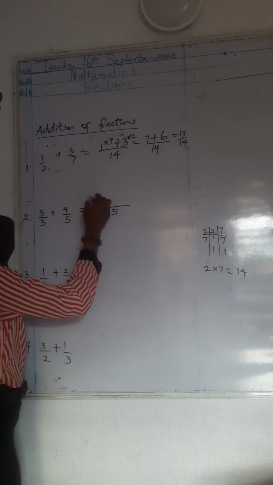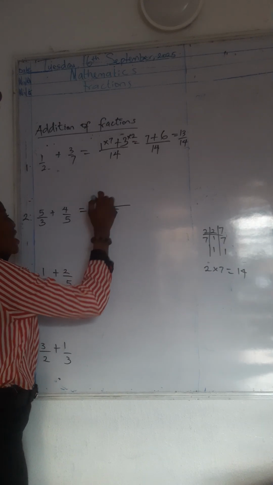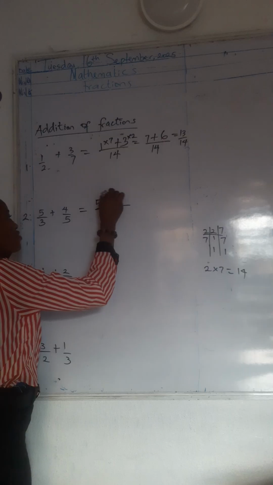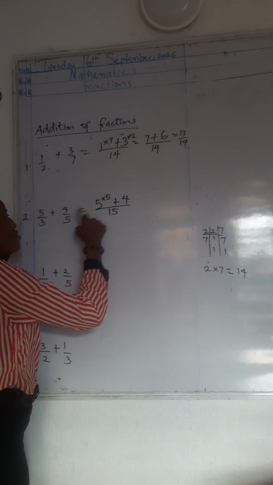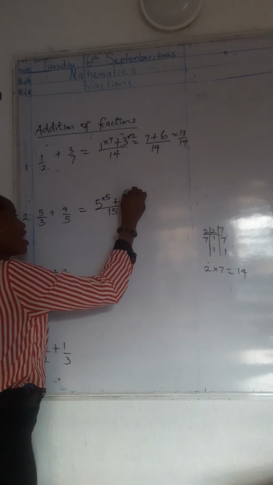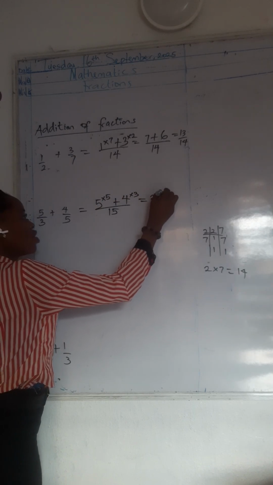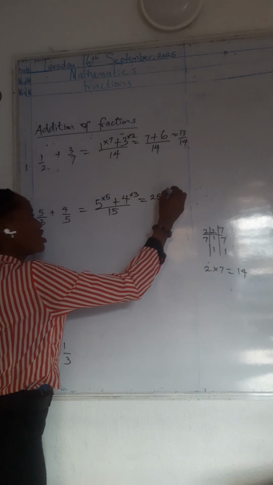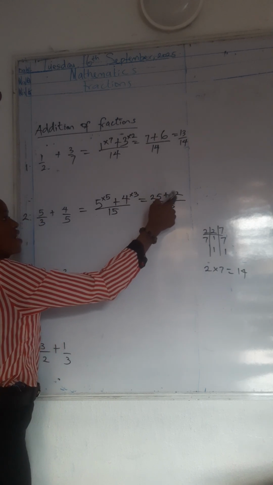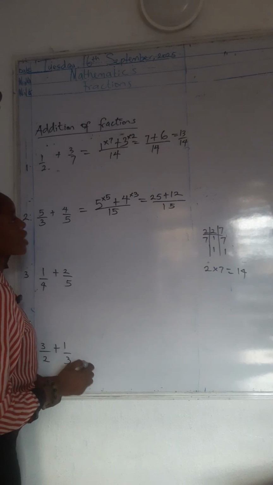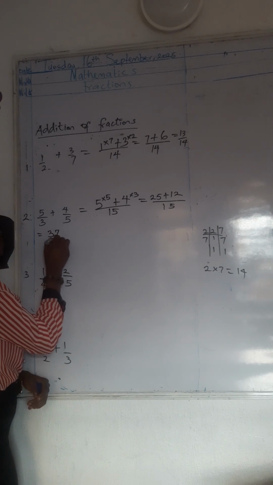Next step, write your 5 down. 3 in 15 is 5. You put your 5 here. Plus, drop your 4. 5 in 15 is 3. 5 times 5 is 25, plus 4 times 3 is 12, over 15. 25 plus 12 will give me 37. I have 37 over 15.